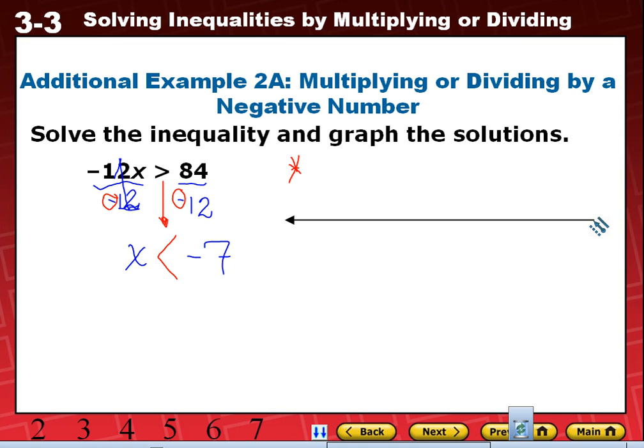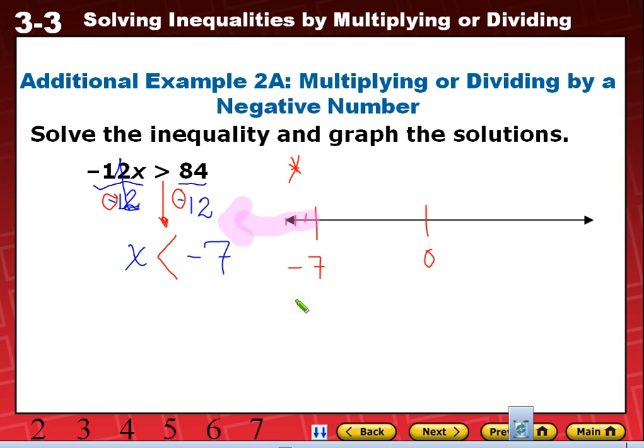So here's my number line. 0, -7 is over here. And let's see. It says x is less than -7. What number can I substitute for x that will be less than -7? Right, -6, -5, everything this way, which means I need to highlight or shade everything this way.